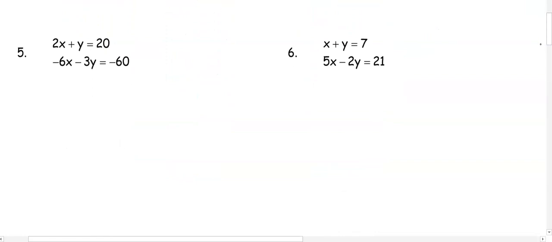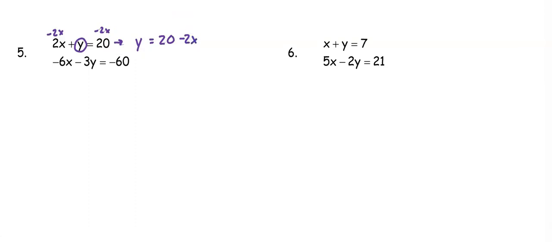Number 5, we have 2x plus y equals 20, and negative 3x minus 3y equals negative 60. In this case, the variable that has a coefficient of 1 is the y in the first equation. So we want to get that y by itself, so we're going to subtract 2x from both sides, and we get y equals 20 minus 2x.